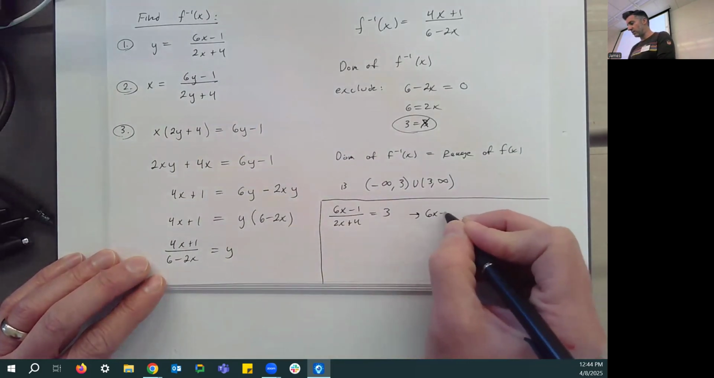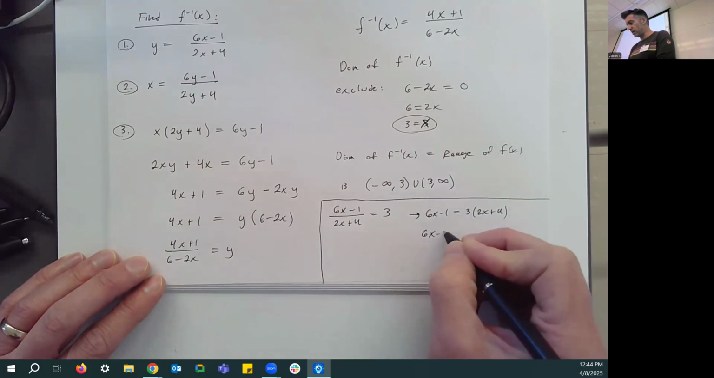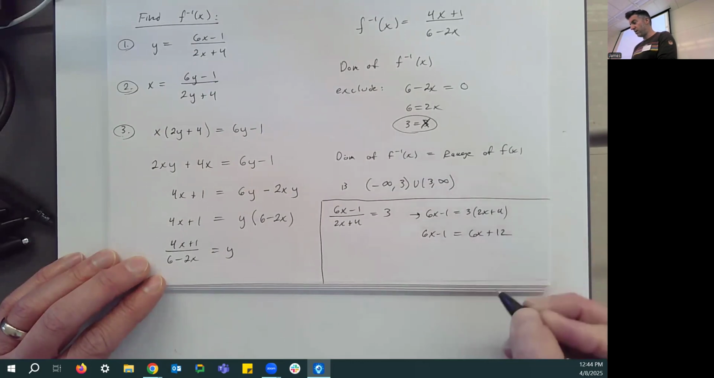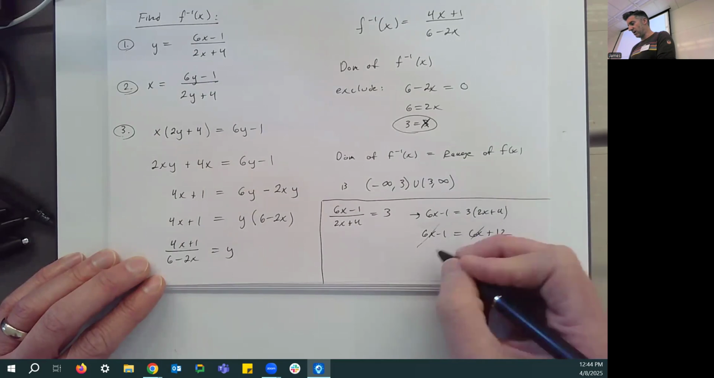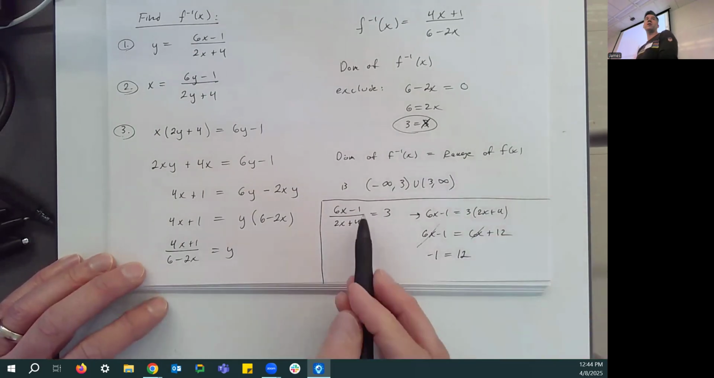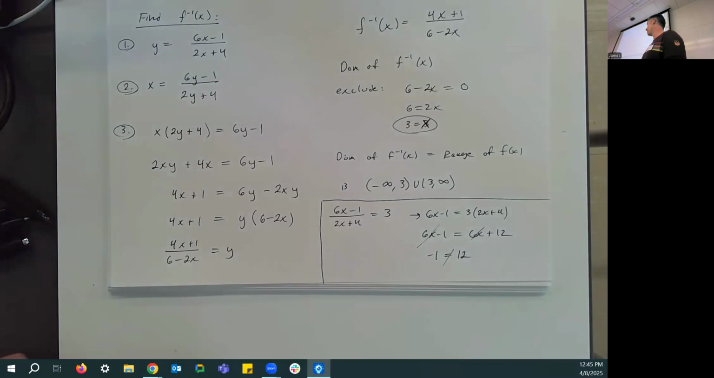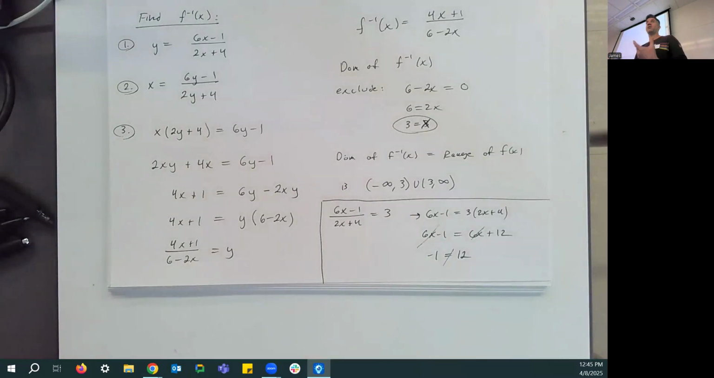6x minus 1 equals 3 times 2x plus 4. Distribute. 6x minus 1 equals 6x plus 12. Subtract 6x from both sides, and you get negative 1 equal to 12, which is not true. So this function couldn't ever equal 3 because that results in saying something that isn't true. And you can't get any other value. But I do want to emphasize here, that's often how we find the range of a function, by finding the domain of its inverse function, if that's possible. I should say, if the function's invertible, because not every function is invertible.